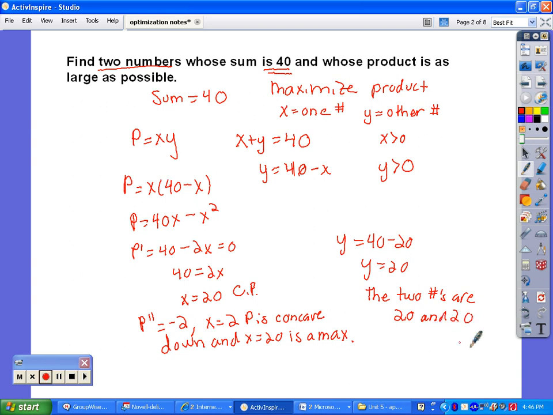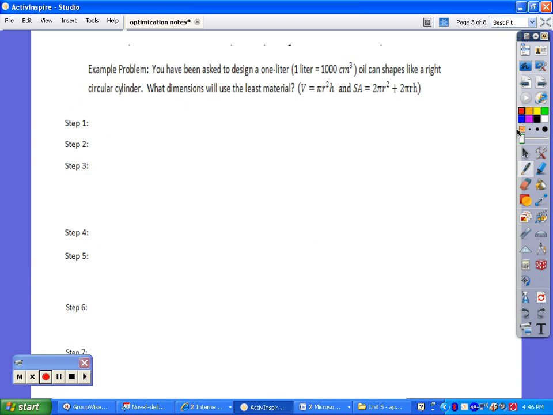So 20 plus 20 is 40, and then 20 times 20 gives me 400, which is going to be our largest product. And that's how we do the steps for optimization. So that was an easy problem. We're going to do a little bit harder problems for this. So here are our steps again.